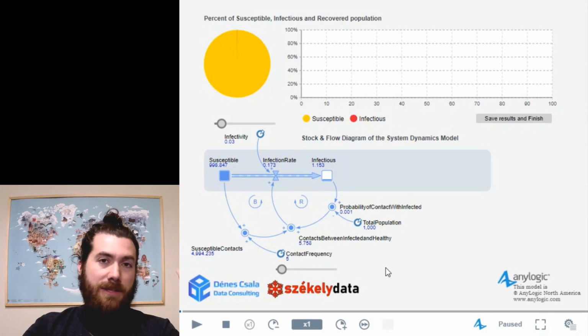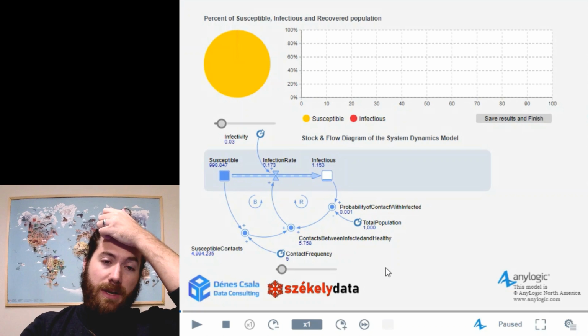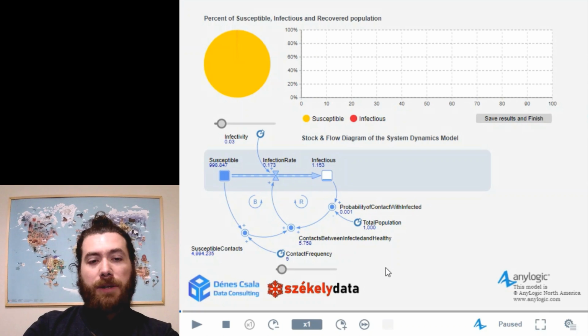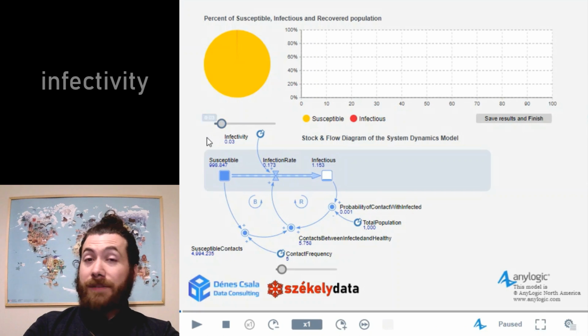We keep everything the same, but perhaps let's put in some more realistic numbers. So let's say that you get into contact with 5 people daily, which is ridiculously low in terms of actual numbers. But in our toy model, it will make sense. And then let's introduce a parameter called infectivity.